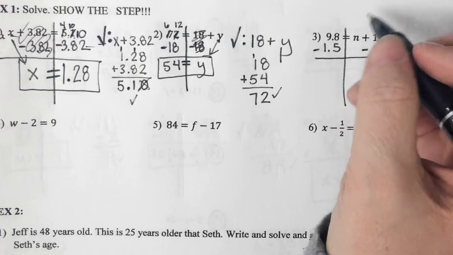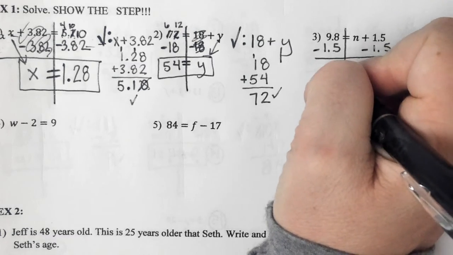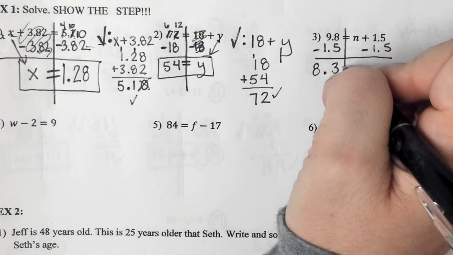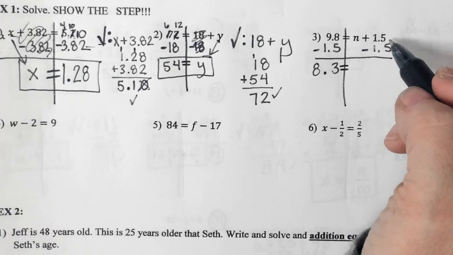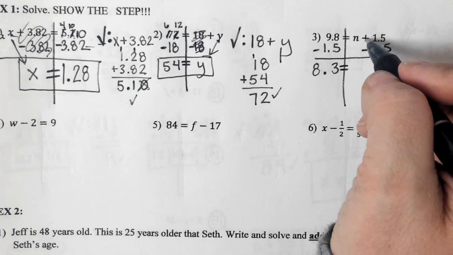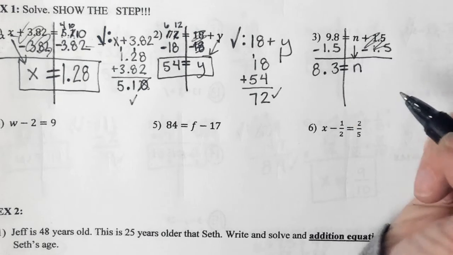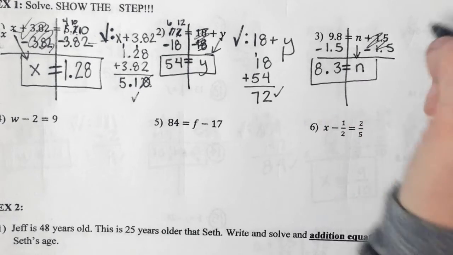Make sure you have your decimals lined up. 8 minus 5 is 3. Bring your decimal down. 9 minus 1 is 8. What goes on the bar? Your equal sign. What happens to 1.5 minus 1.5, Jackson? It just goes away, and we just have the n. And it just kind of came down in my answer. Okay? So 8.3 equals n.